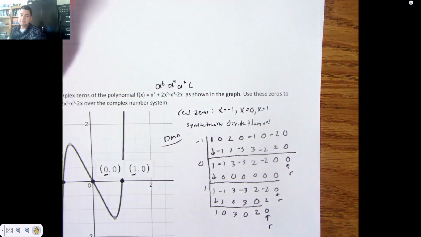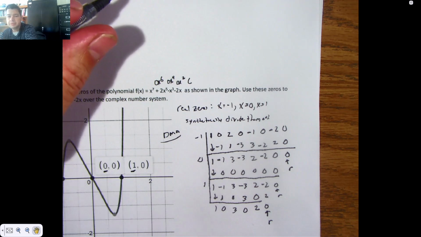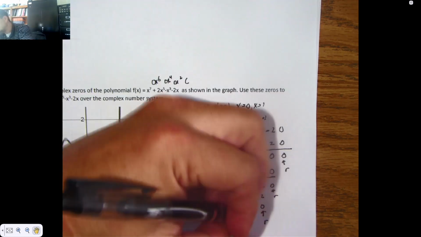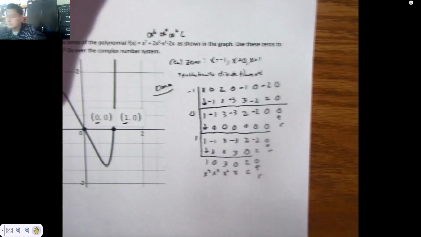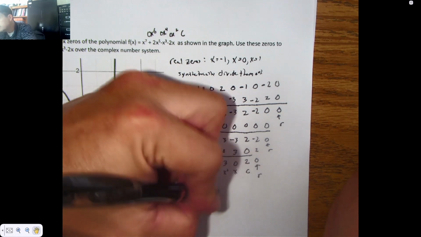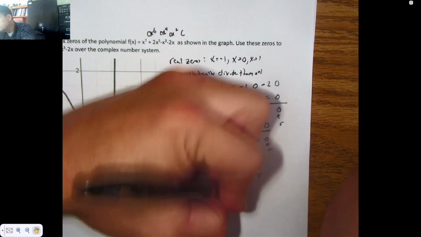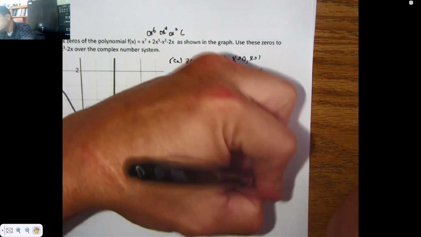So what have I done? I have reduced this thing down from a 7th degree polynomial to a 4th degree polynomial, something that will probably factor. This is my constant, my x squared, my x cubed, and my x to the 4th. This reduces down to an x to the 4th plus 3x squared plus 2, and its quantity is set equal to 0 because there's still 4 solutions here.